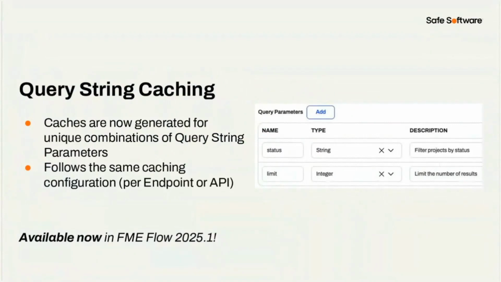Now, I felt compelled to mention this because after we announced data virtualization at the peak of data and AI, this quickly became the most requested feature, and I'm excited to say it's already here. FME Flow now caches results for unique combinations of query string parameters. So if your API uses parameters like status or limit, FME will store and reuse those responses to improve performance. It uses the same caching configuration that you can already define at the endpoint or API level, so there's nothing new to set up. Again, this came with the launch of data virtualization in 25.1.